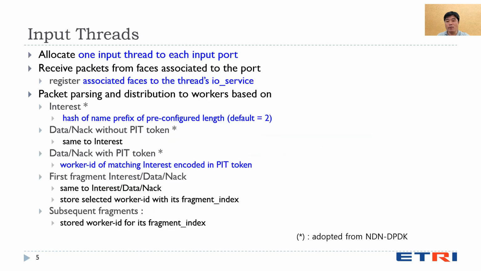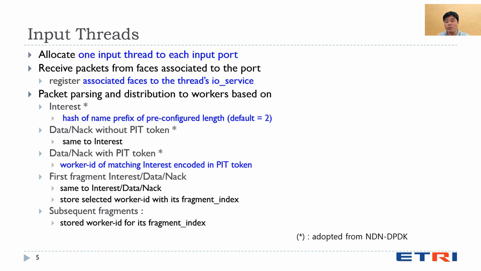Let's look inside the input thread in detail. One input thread is created for each physical port and launched on the configured core. All faces whose local endpoint is associated to an input port are registered to the I/O service of each input thread. For prefix matching between interest and data, all interest and data having the same name prefix of pre-configured length are sent to the same forwarding worker.